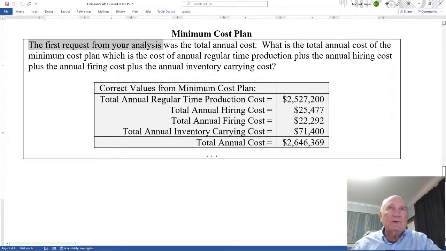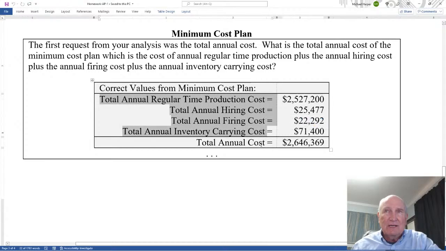The first request from your analysis was the total annual cost. What is the total annual cost of the minimum cost plan, which is the cost of the annual regular time production plus the hiring and firing cost and the inventory? So there's the annual regular time production cost, there's the hiring, firing, and carrying cost, and there's the total cost. So let's get these numbers.